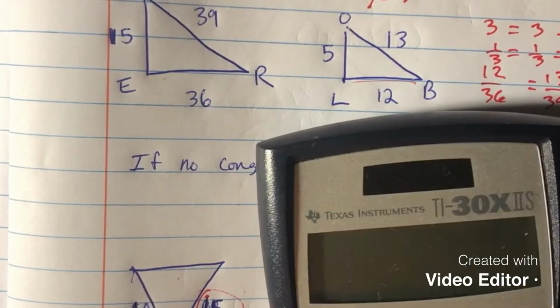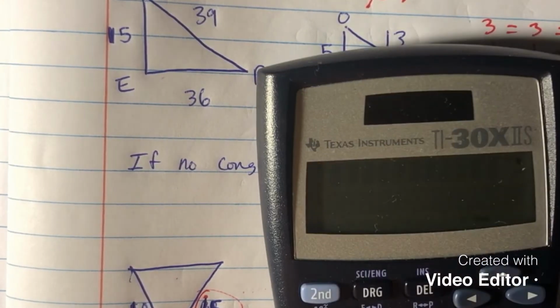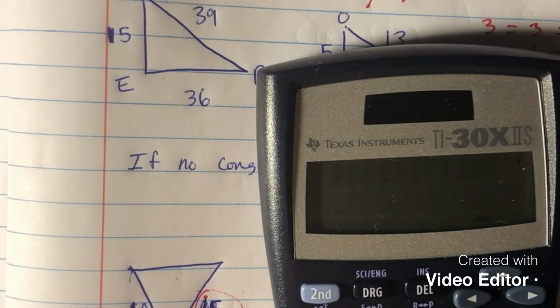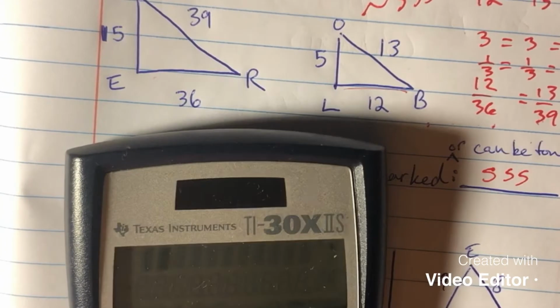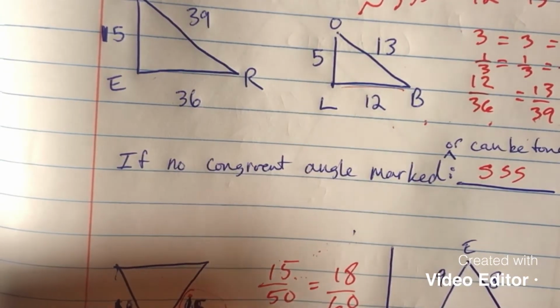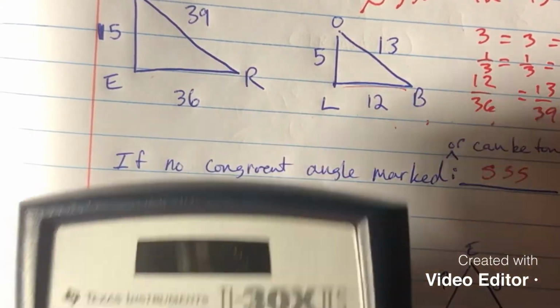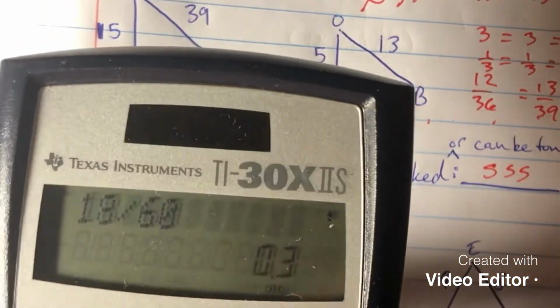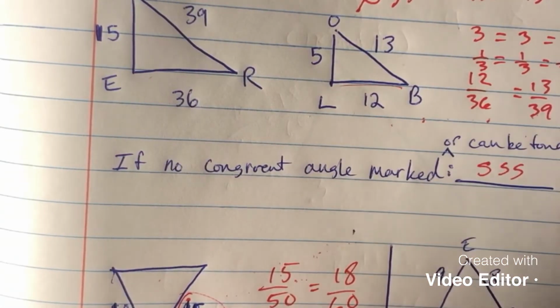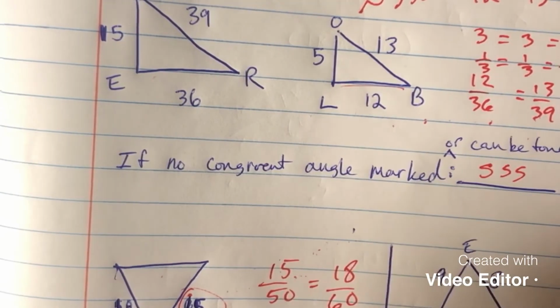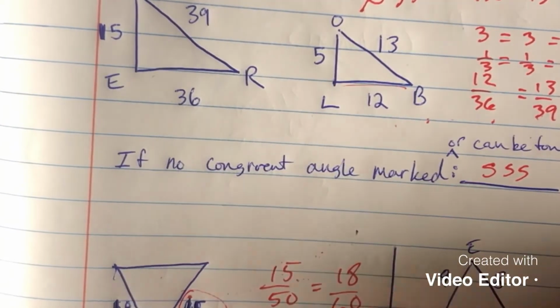So let's go here and do it. Do you guys see that? 15 divided by 50 is 0.3, and that's equal to 18 divided by 60, and that's 0.3. So proven, similar side, angle, side. You have to mark why you know it's proved, and you have to show your work that it's proved.